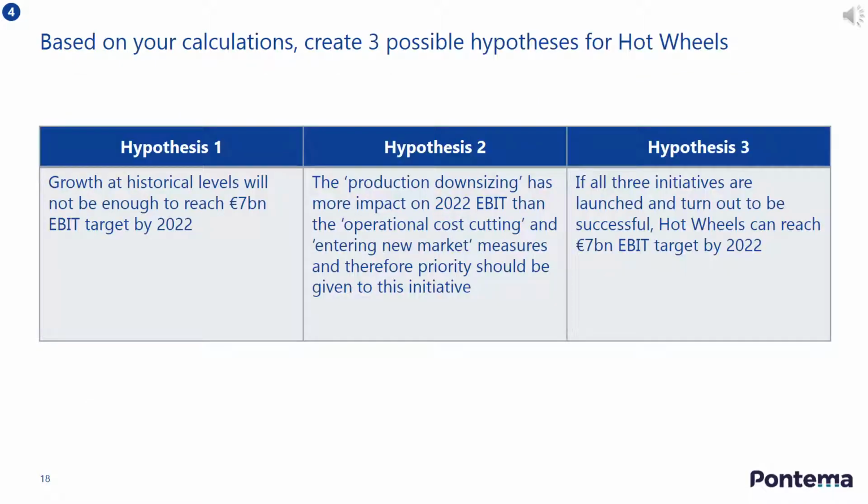Based on your calculations, it is possible to create 3 possible hypotheses for Hot Wheels. Hypothesis 1 asserts that growth at historical levels will not be enough to reach the €7 billion EBIT target by 2022. Hypothesis 2 asserts that priority should be given to the production downsizing initiative. And Hypothesis 3 asserts that Hot Wheels can reach its €7 billion EBIT target if all 3 initiatives are launched and successful. It is okay to be bold when forming hypotheses, as long as you are ready to revise them later based on your findings.